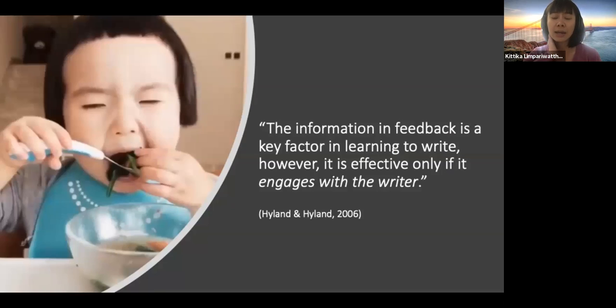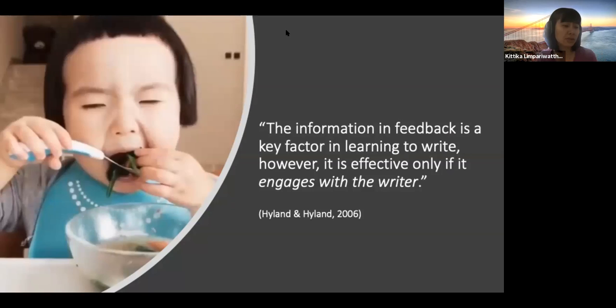Hyland and Hyland, 2006, have a quote that really stood out to me. I think it's really important: the information in feedback is a key factor in learning to write. However, it is effective only if it is engaged with by the writer. This really stood out to me.